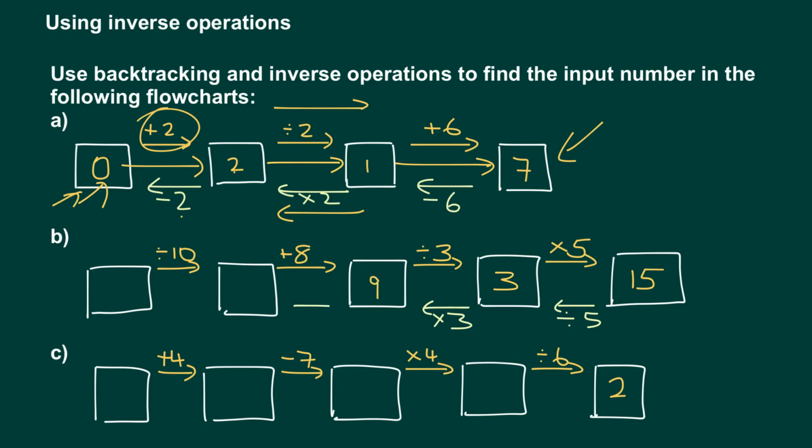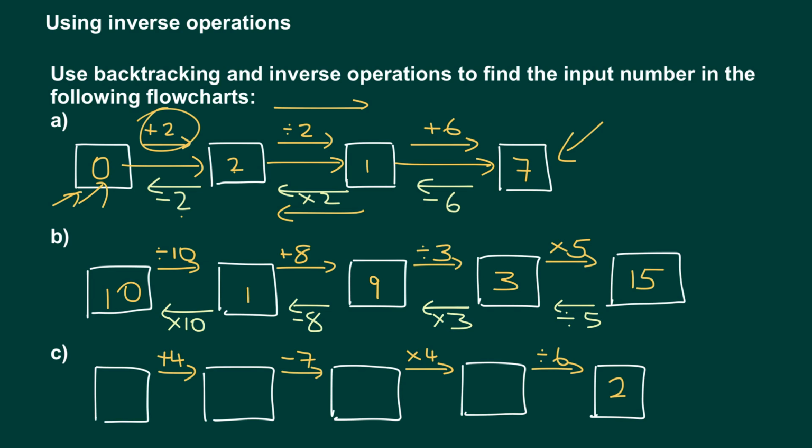Then again, working our way to the very beginning, we have plus 8 at the top. So it has to be minus 8 at the bottom. So 9 minus 8 gives us 1. And then finally, we have divided by 10 at the top. So it has to be times by 10 at the bottom. So 1 times 10 gives us the number 10. So our input value for part B is the number 10.